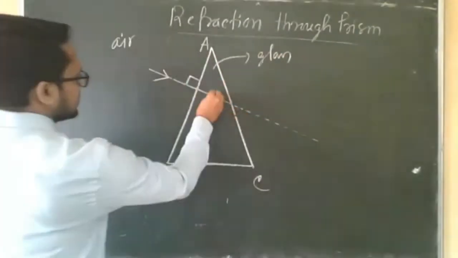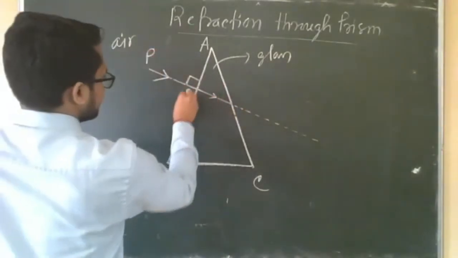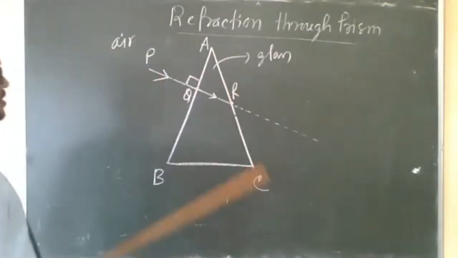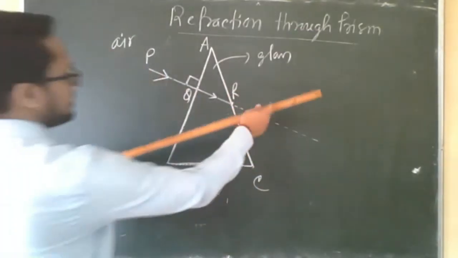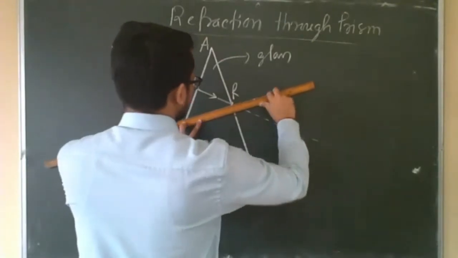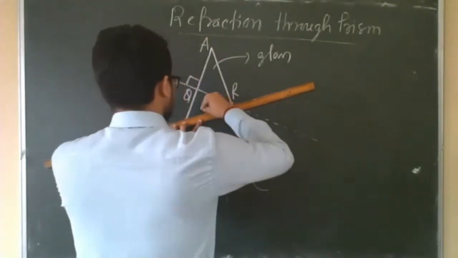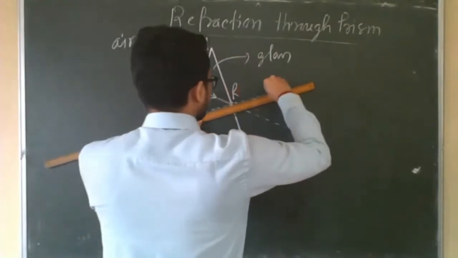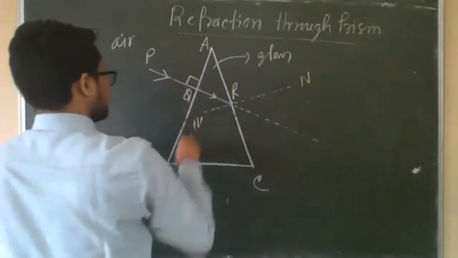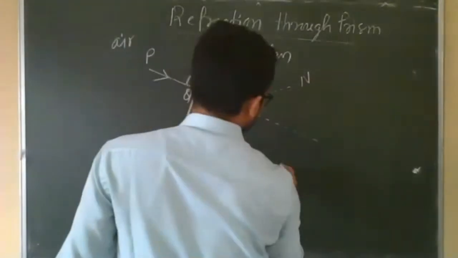Give the names P, Q, R, S. At this point, draw the normal. Always draw the normal at the point of incidence. Then it will be easy for you. Otherwise, you have to remember in which direction it will bend. So N. Now glass to air.